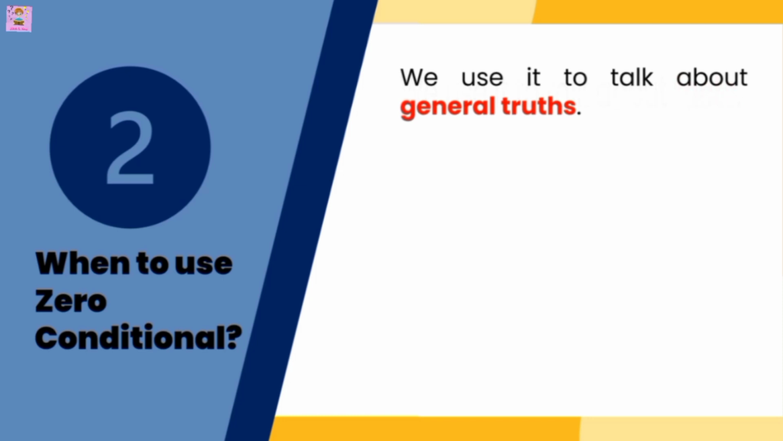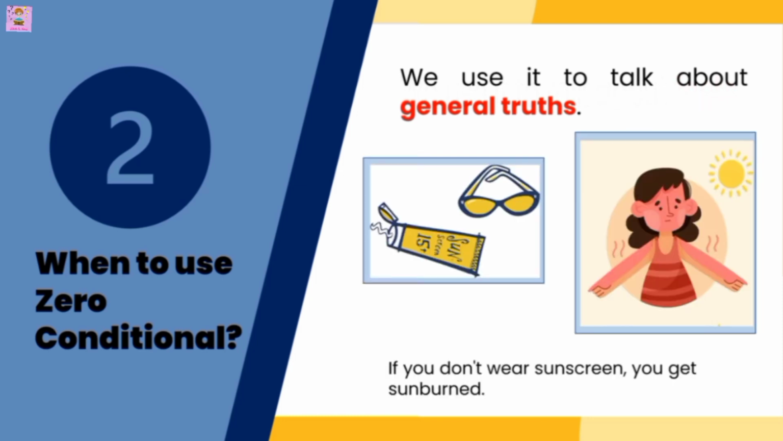Second, we use a zero conditional in situations where we talk about general truths. For example, if you don't wear sunscreen, you get sunburned. This is a perfect illustration of a general truth. It suggests that the act of not wearing sunscreen always leads to the result of getting sunburned.